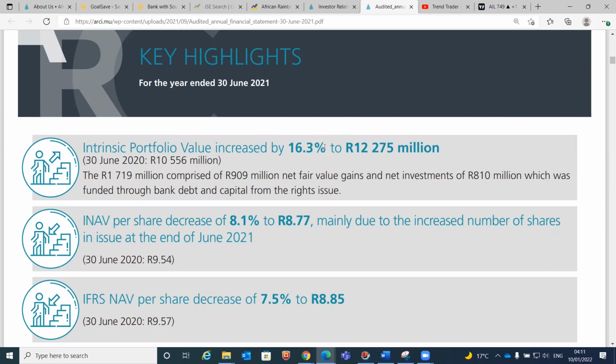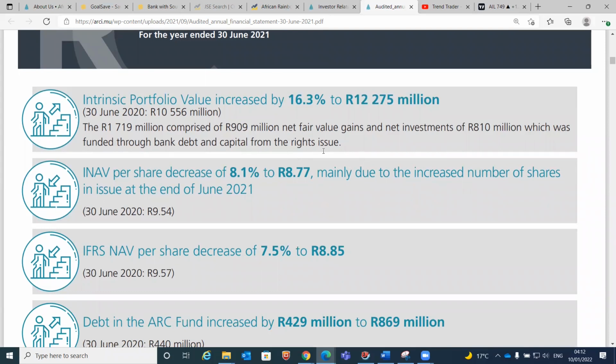Remember, African Rainbow Capital is a holding group. Sometimes it's not that easy to assess or determine the net asset value of a holding group compared to an individual company. Right, so there are a lot of things that they say there. There's an INF per share. They say that it has decreased to R8.77, and I'm sure they wanted to say it decreased due to the number of shares that were issued at the end of June 2021, because if you compare to the previous period, 30 June 2020, the INF was R9.54, so it's a decrease, right?